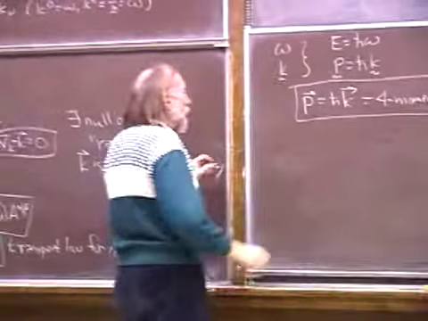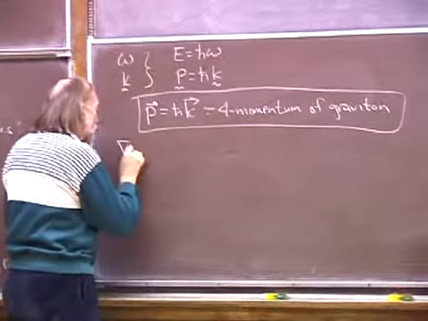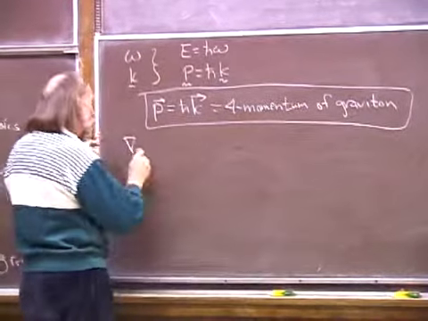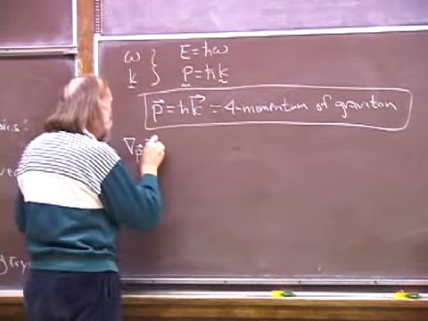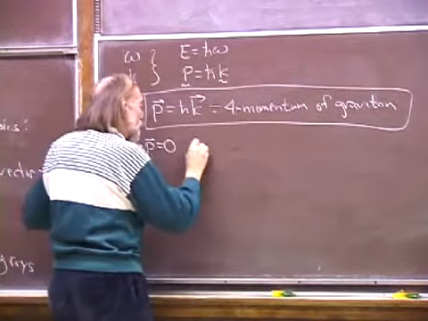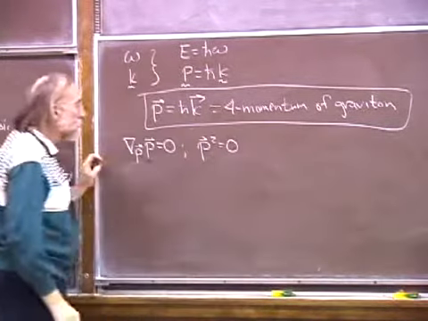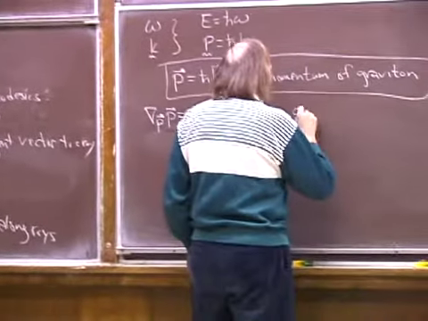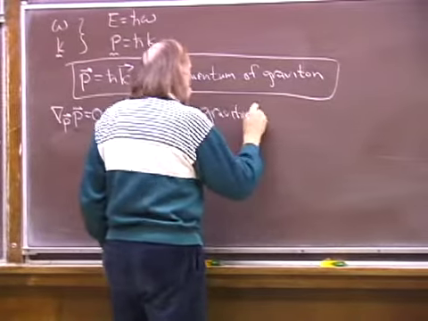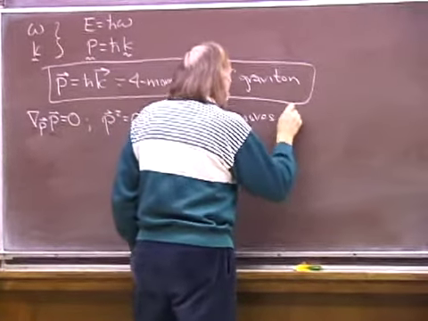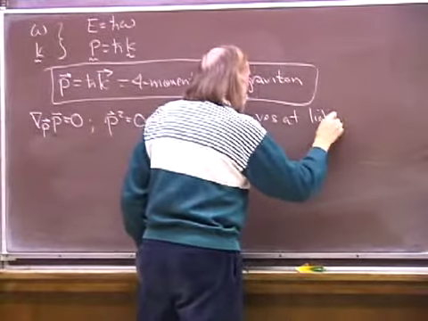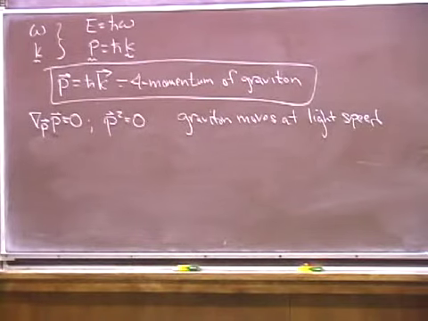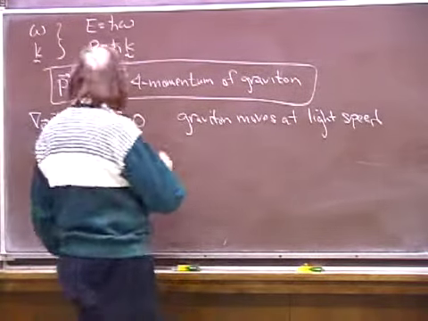And the laws of geometric optics have told us, since the graviton's 4 momentum and the wave vector only differ by a constant, that the derivative of p along p is equal to 0. They also tell us that p squared is equal to 0. What that says in words is that the graviton moves at the speed of light. Why? Because its 4 momentum is null, just like the 4 momentum of a photon.